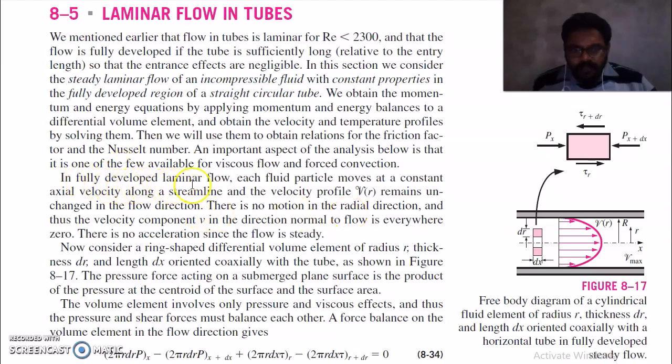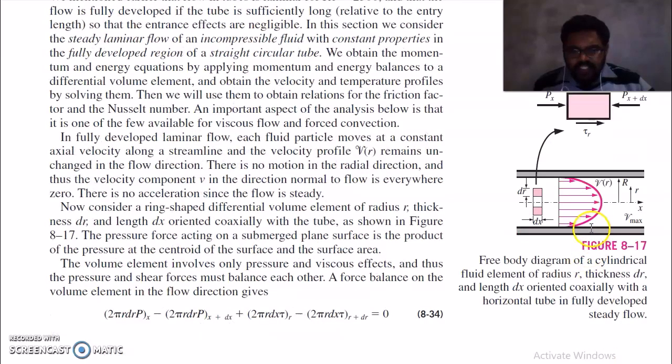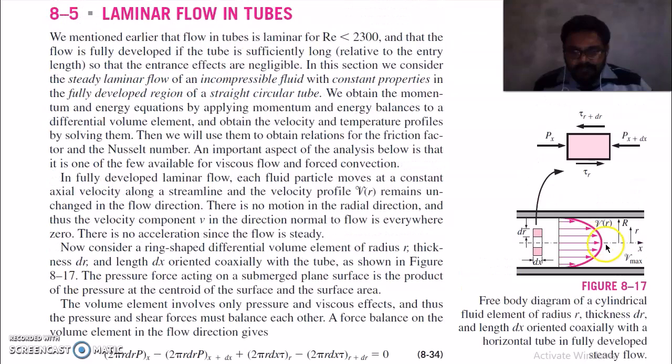So in fully developed laminar flow, each fluid particle moves at a constant axial velocity along a streamline, and the velocity profile V(r) remains unchanged in the flow direction. This will remain unchanged in the flow direction. There is no motion in the radial direction, and thus the velocity component V in the direction normal to the flow is everywhere 0. There is no acceleration since the flow is steady.